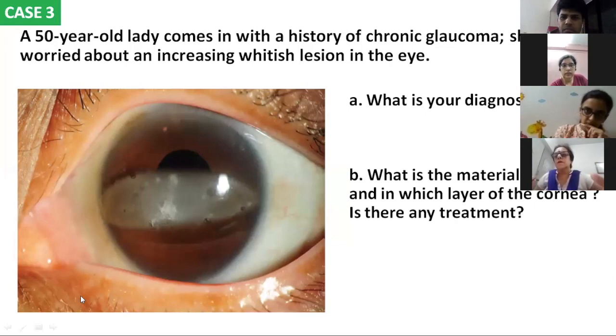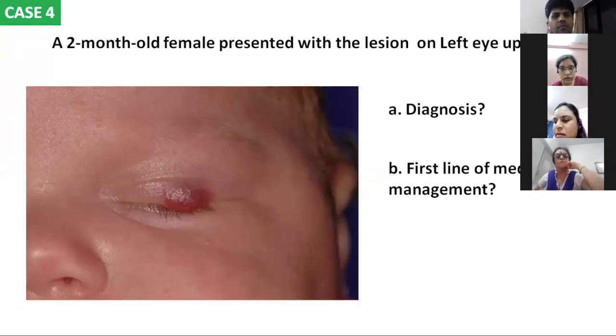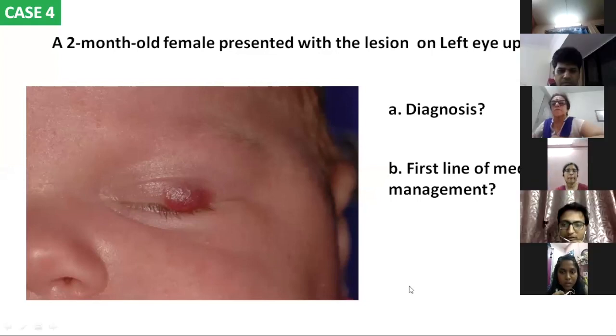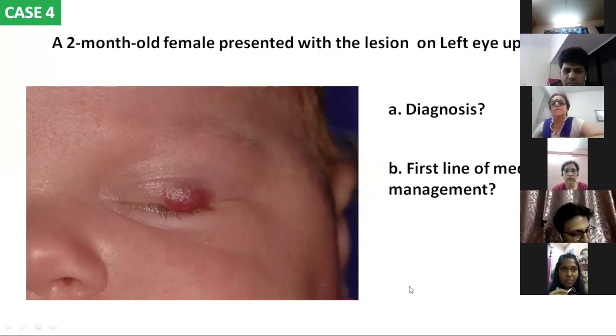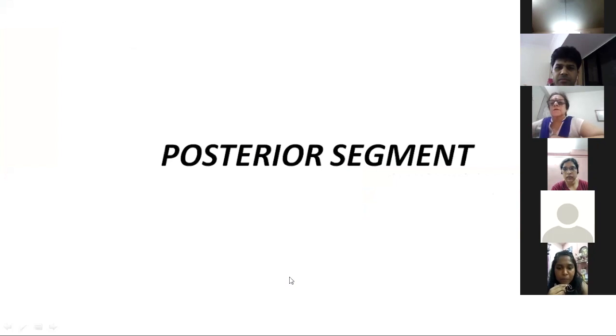A 2-month-old female child presented with this lesion. So it looks like capillary hemangioma of the upper lid. And the first line of medical management for this? I don't know. What is the medical management? So propranolol can be given. Okay, are we satisfied?